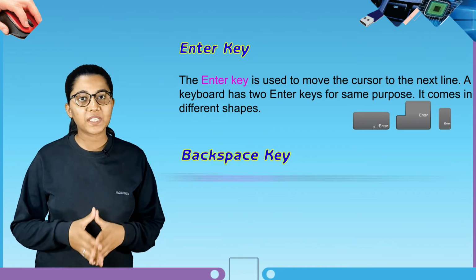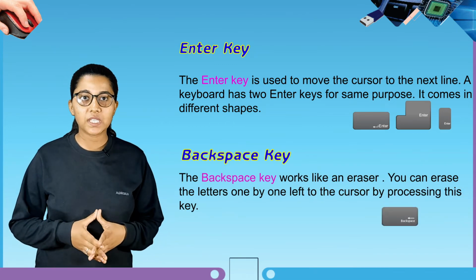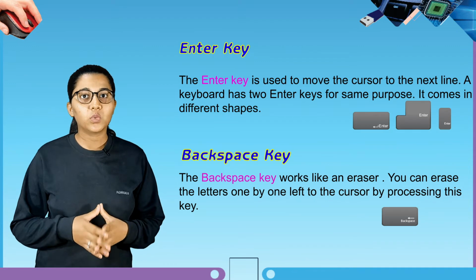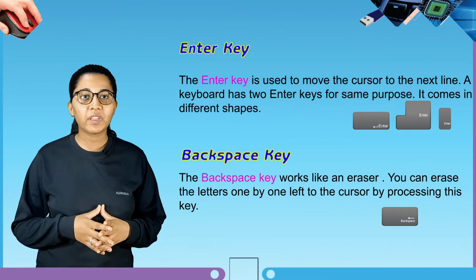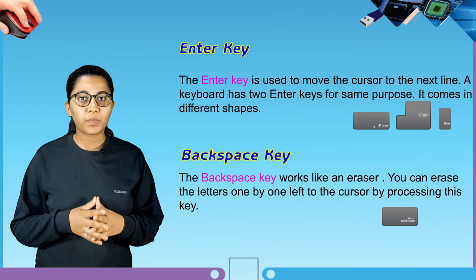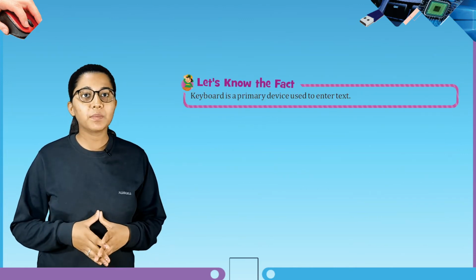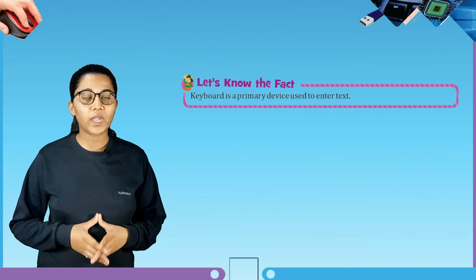Now we have the backspace key. The backspace key works like an eraser. You can erase the letters one by one to the left of the cursor by pressing this key. So students, let's know the fact. Keyboard is a primary device used to enter text.